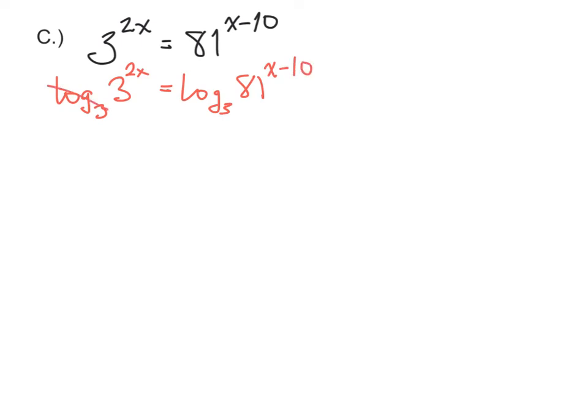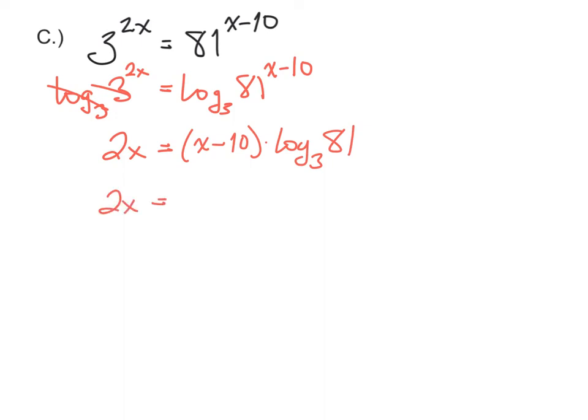On the left side, the base of the log and the base of the exponent will cancel and leave us with 2x. But on the right side, they don't. And so now we need to use that power property, which says that we can take the power of a logarithm and it'll come down as the coefficient. So here, our coefficient is going to be x minus 10 times log base 3 of 81. Well, now we can calculate log base 3 of 81, and we find out that that's just 4. So now we're back to having a nice easy equation. Distribute the 4.